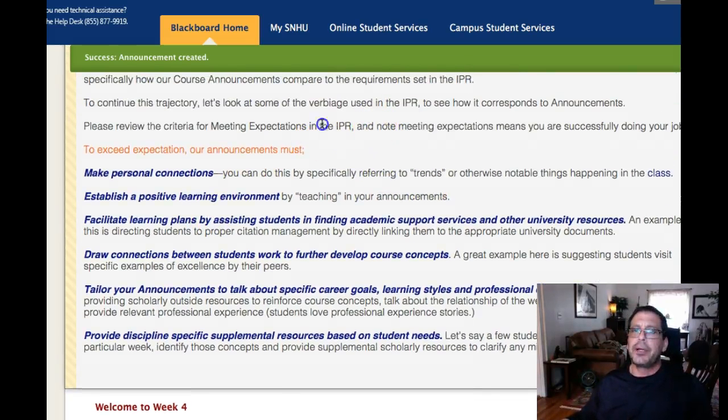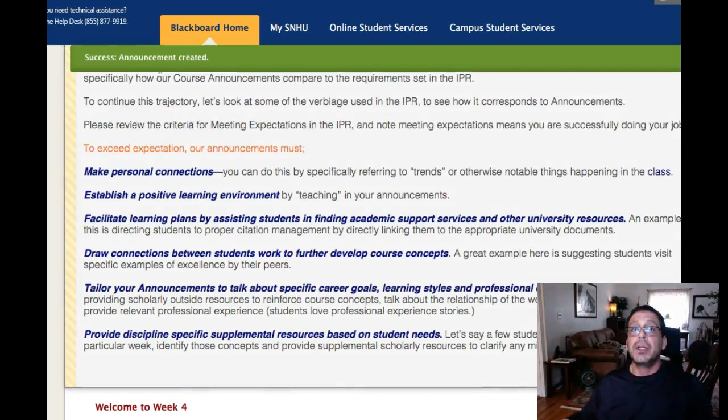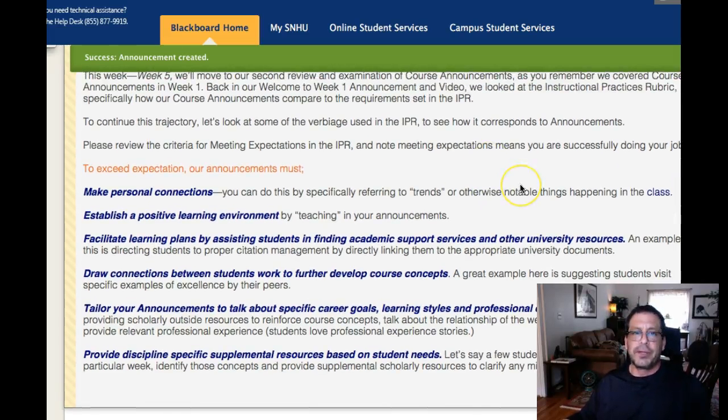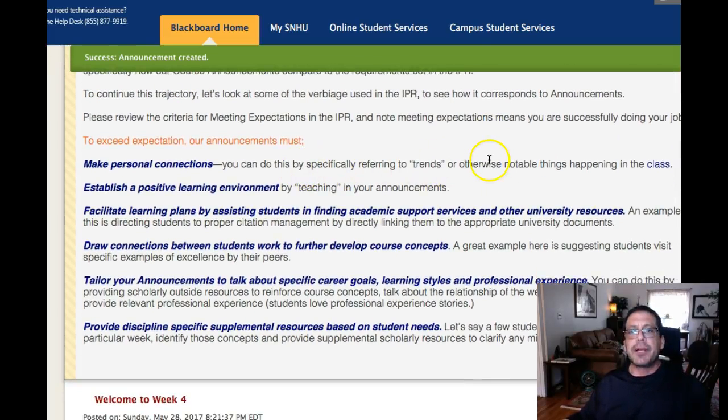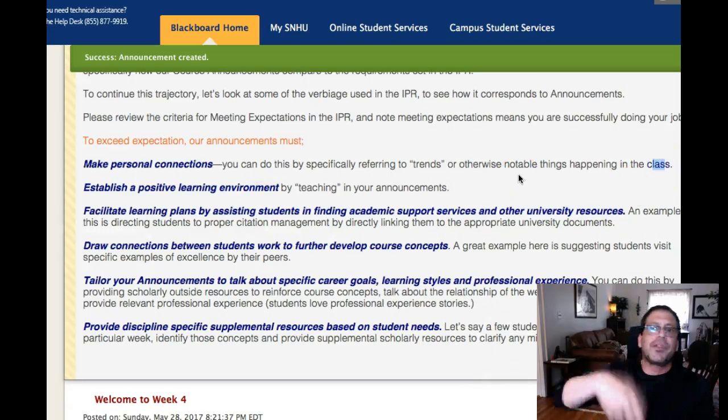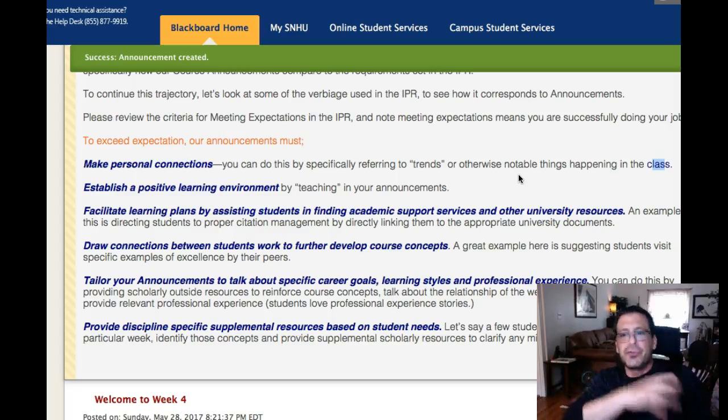And again, right up above here, I made this really super important note that you are by no means expected to exceed expectations. Meeting expectations is perfectly fine. Making personal connections, and I give some examples, in your announcements. You can do this by specifically referring to trends or otherwise notable things happening in the class. I don't know why class is blue, but I'll change that. So in your announcements in week 4, you would say, hey, listen, in week 3 I noticed this, this, and this, and this is what we need to do to rectify it.